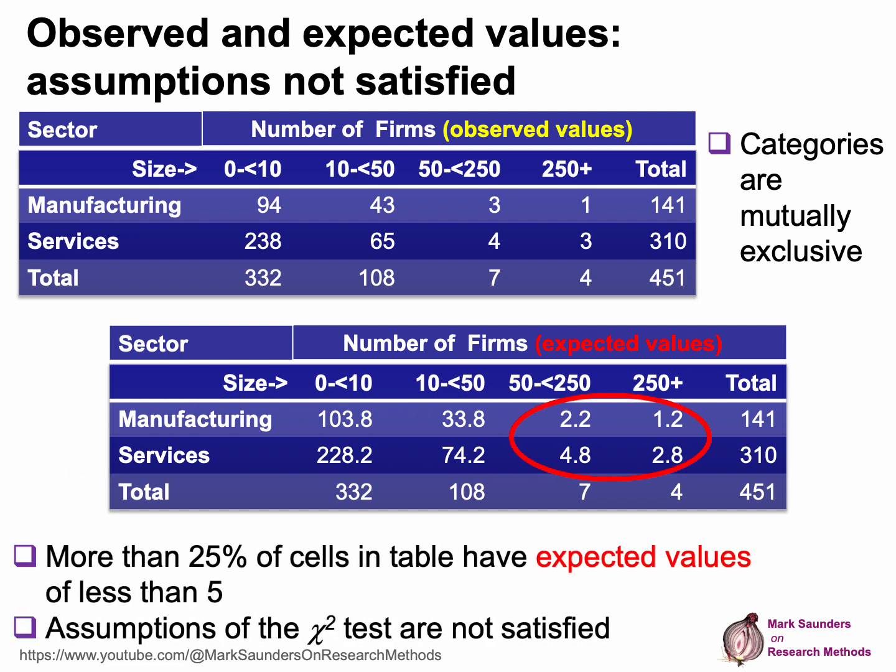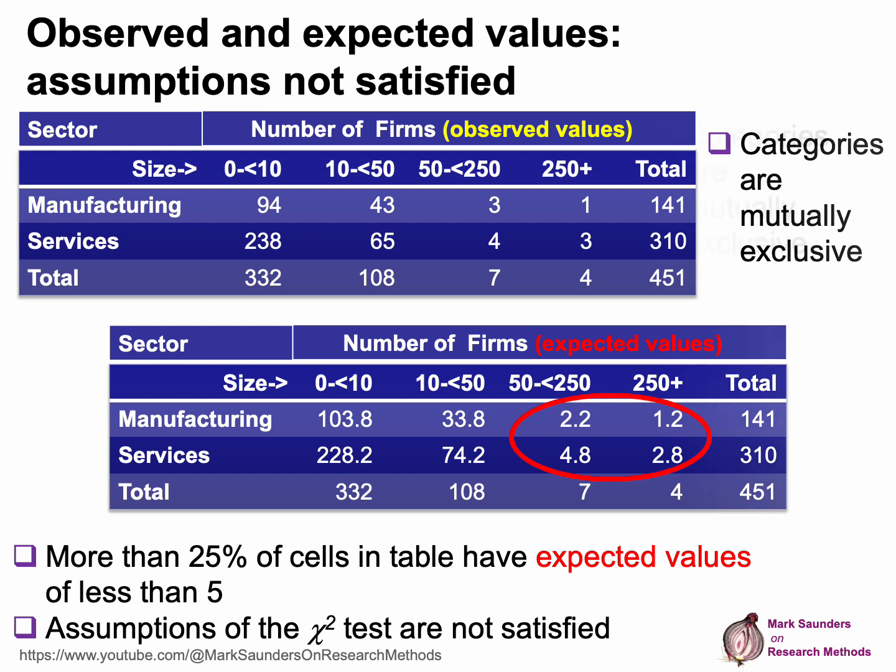And what we see here in this table is more than 25% of cells in the table, in fact it's 50%, have expected values of less than 5. And despite the categories being mutually exclusive, the assumptions of the chi-square test are not satisfied. This means with the table as it stands, we cannot take the data and calculate a chi-square test. However, there is a way around that.